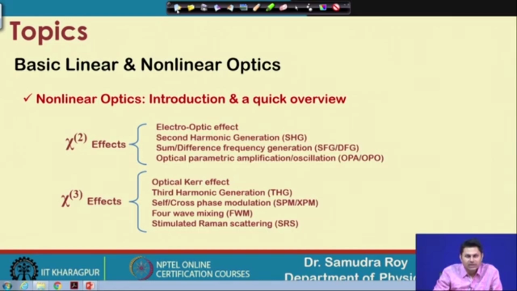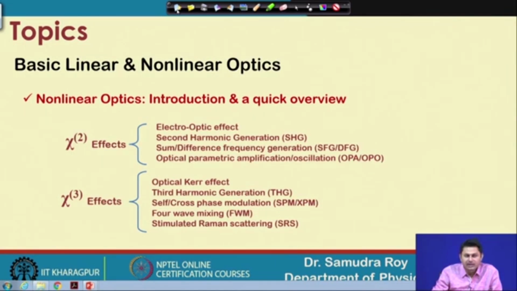In the chi2 effect, we have 4 different phenomena. In fact, there are many other phenomena also, but we are going to discuss these 4 in detail. One is the electro-optic effect, second is second harmonic generation, then sum and difference frequency generation, and finally, optical parametric amplification or OPA, or optical parametric oscillation or OPO. These are the topics that we are going to cover. Today, we will just show you an overview of what these things mean in a very simple way, but the detailed calculation will be done in our future classes.